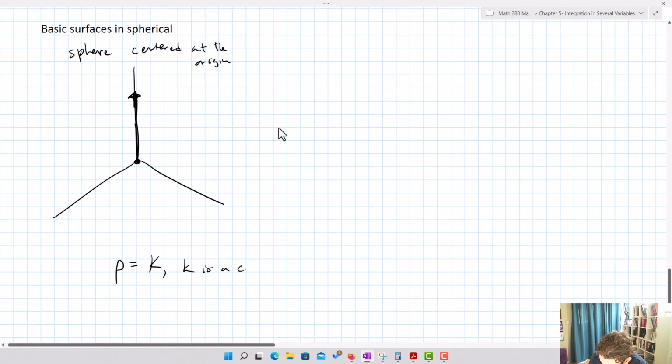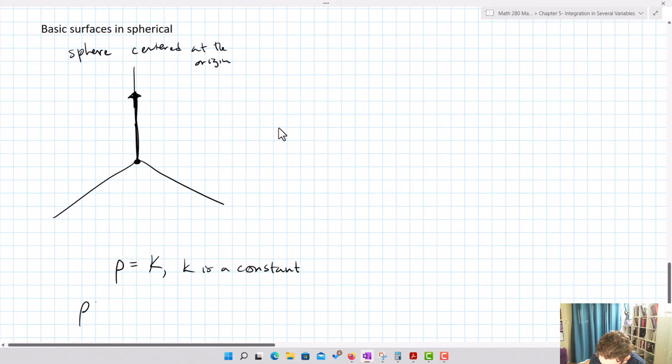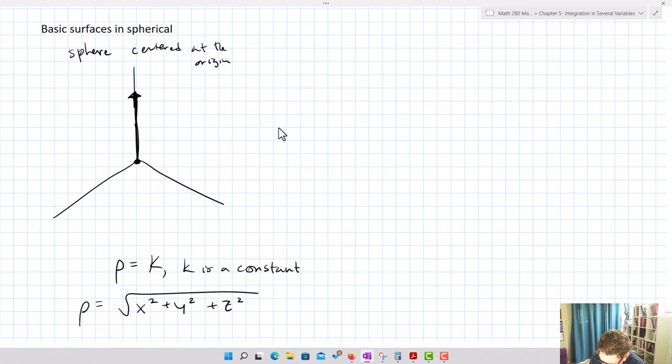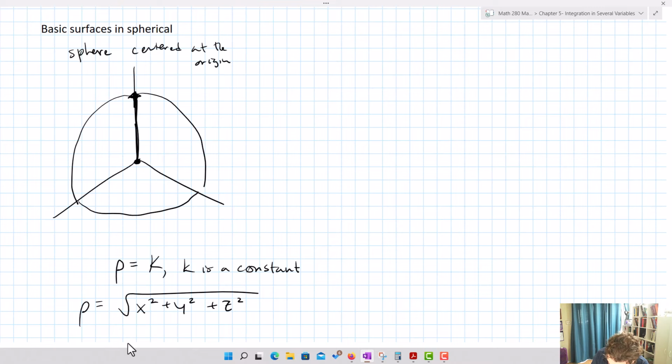And it makes a lot of sense given the fact that rho equals the square root of x squared plus y squared plus z squared. And so that basically just says everything that's the same distance away from the origin is going to be the sphere. And so you just imagine you're moving all in the same direction. Everything moving back behind it as well.